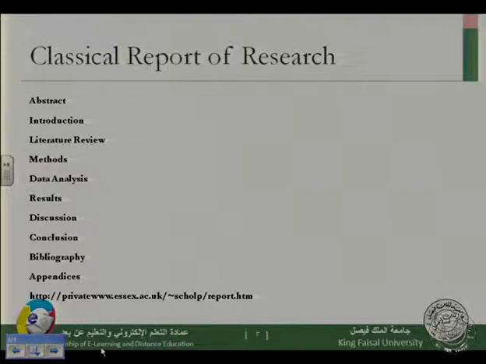And this can be presented as a chapter in your research, or as a section. It depends. Are we talking about dissertations and theses, or are we talking about articles? There is a difference, really.